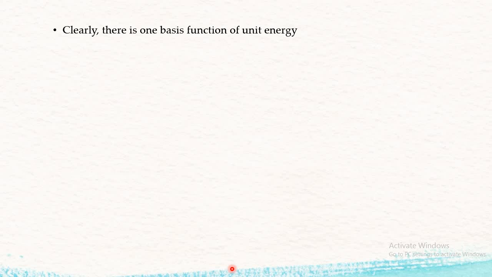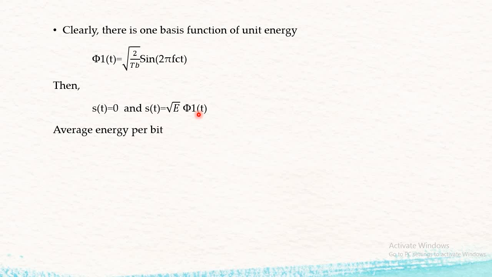Clearly there is one basis function of unit energy. Therefore phi of t is equal to the square root of 2 by TB sin 2 pi FCT, which is a representation of the signal. Then s of t is equal to 0 for the first condition, and s of t is equal to the square root of E phi 1 of t. Now this phi 1 of t represents the unit energy of the signal, and the average energy per bit is given as E equals EB equals E plus 0. Now E is the energy where the signal is high. When the signal is 0, the energy is going to be 0, so it is divided by 2. Therefore the energy of the complete signal E is given by twice EB, where EB is the energy per bit.